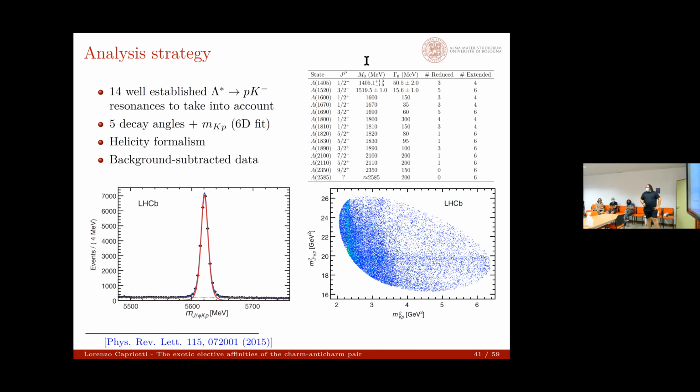The fit is a 6-dimensional fit with 5 angles and the Kp invariant mass, with helicity formalism and background subtracted data. So this is the fit to the Lambda_b, from which we extract the signal, which is basically just the red shape here, and the Dalitz plot, which you can observe, is the background subtracted Dalitz plot on the right. And you can see clearly a vertical band here, which is where the first excited Lambda lie, and some interesting band in this direction as well.